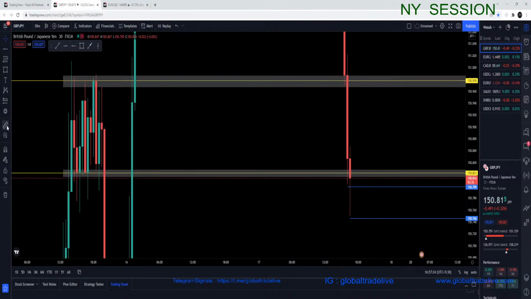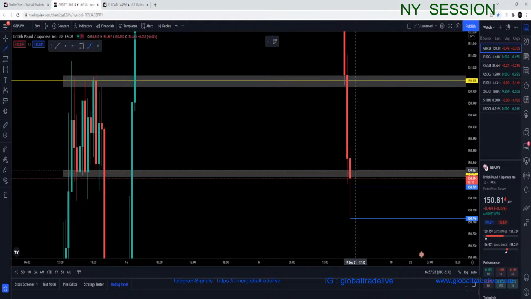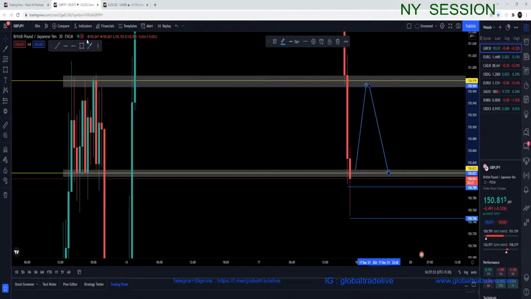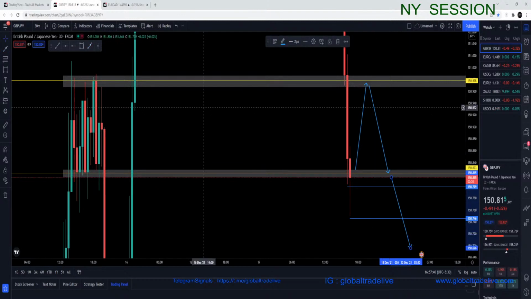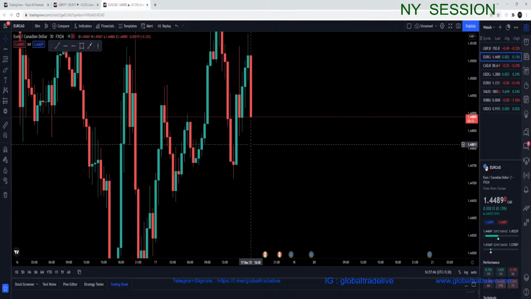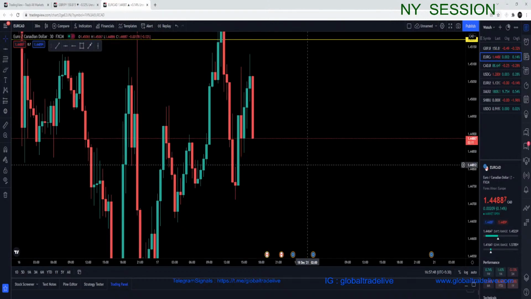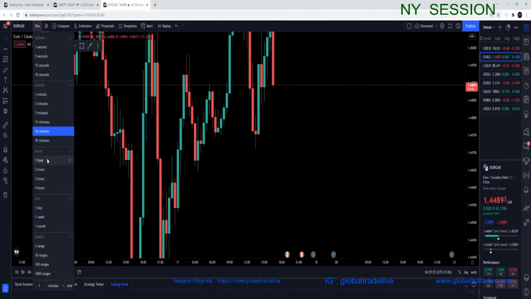So I will not be surprised if market will be making some moves like this and then fall down. But that totally depends upon how this candle will be closing. EuroCAD is pushing the price down. Okay, let's just check EuroCAD.